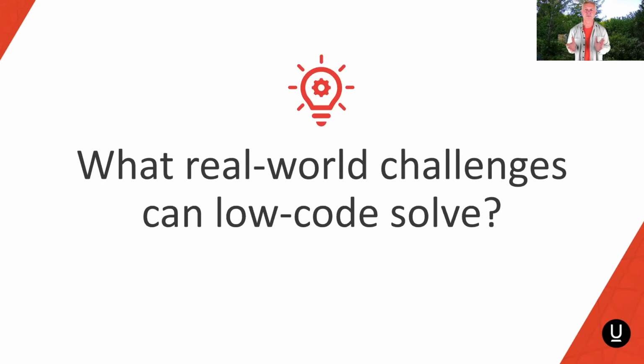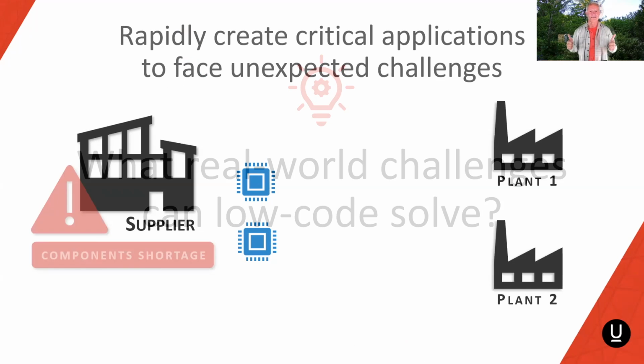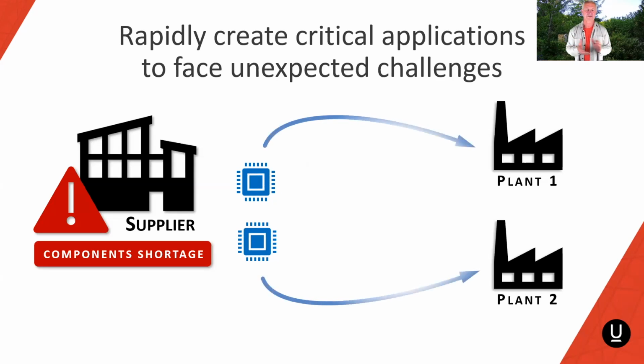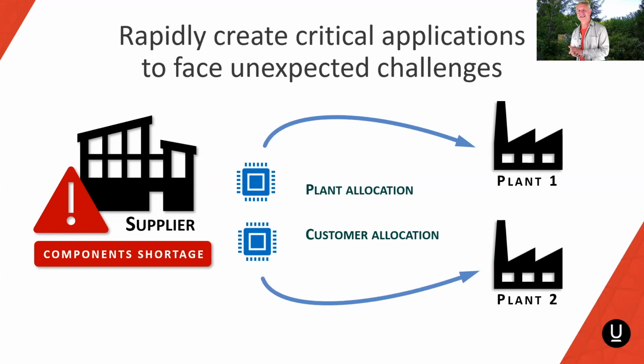Let's pick an example of components manufacturing with electronic components. So let's go to the real case. You get suppliers delivering to your plants, plant 1 and plant 2, a limited number of components. So instead of delivering the 20,000 expected, they will deliver only 5,000.